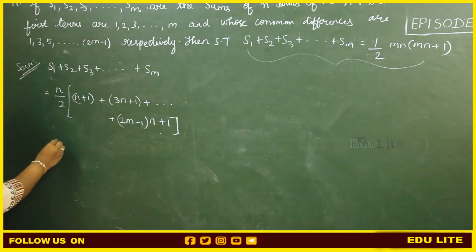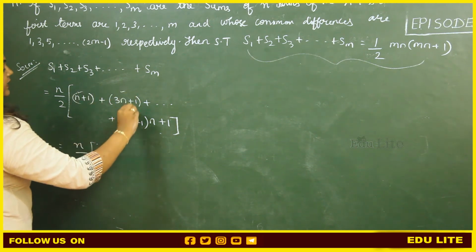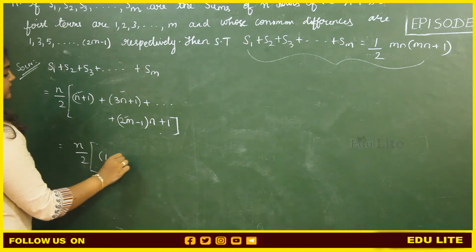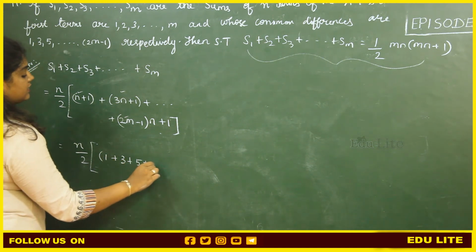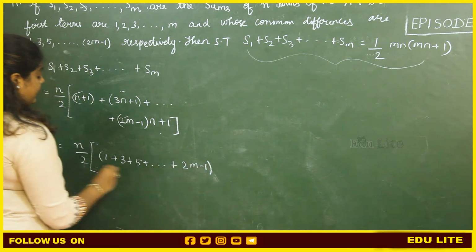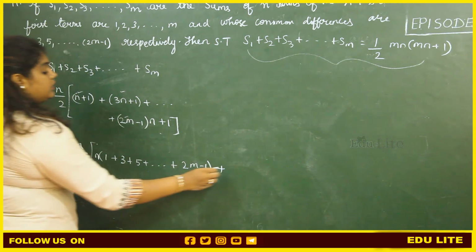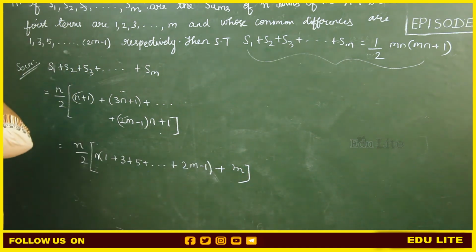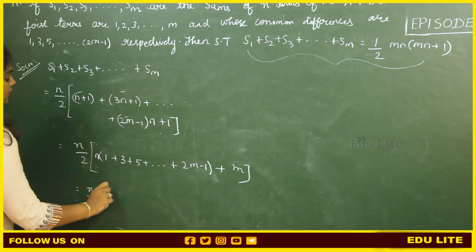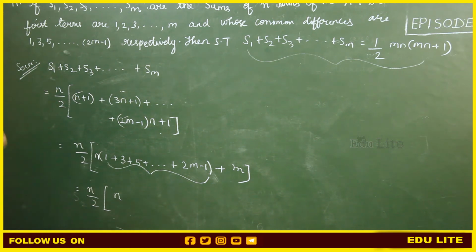So, next what we have to do is n by 2. From these terms we can take n in common. Therefore, it will become 1 plus 3 plus 5 up to 2m minus 1. I have taken n in common, plus we have 1 up to m times, so I am writing it as plus m. Next we have n by 2 into n into, for the term within the bracket, I am going to write the Sn.